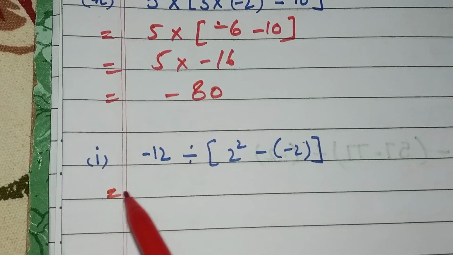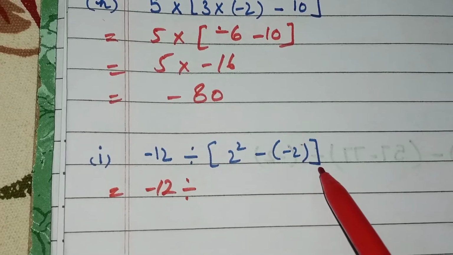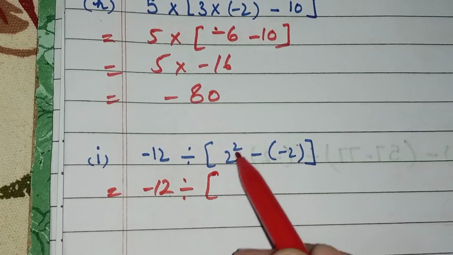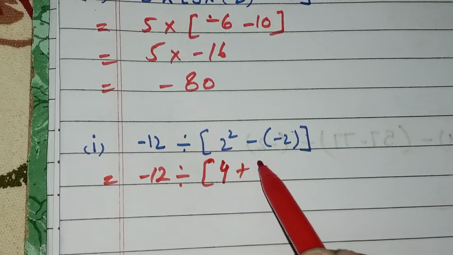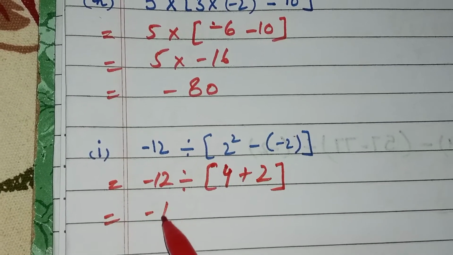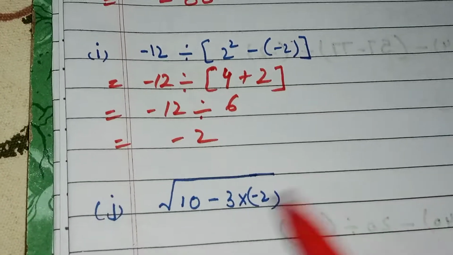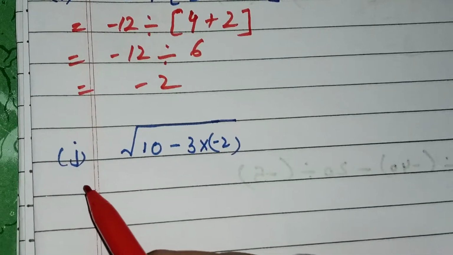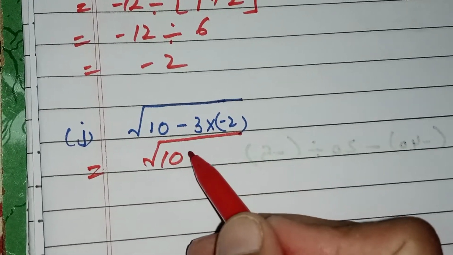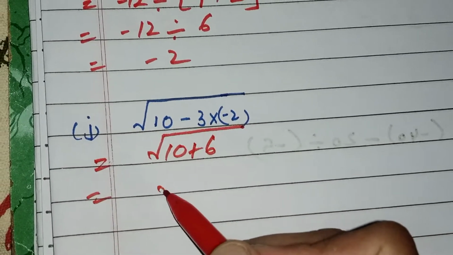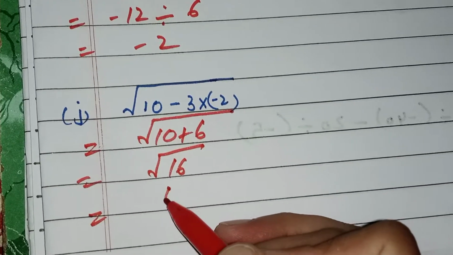Now part I, minus 12 divided by, here is division but a bracket also. I solve the bracket first. 2 squared is 4, minus minus plus 2. Then minus 12 divided by 6, I receive minus 2. Here part J, square root of 10 minus minus plus 3 twos are 6. I receive 16 and the square root of 16 is 4.